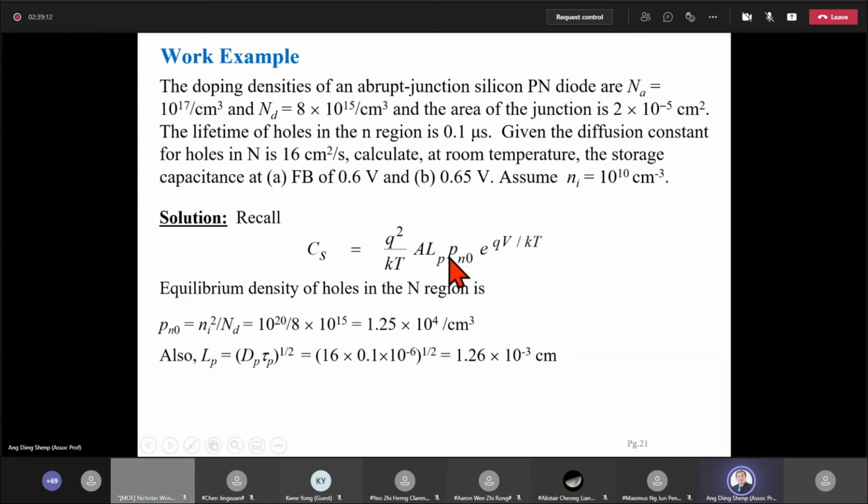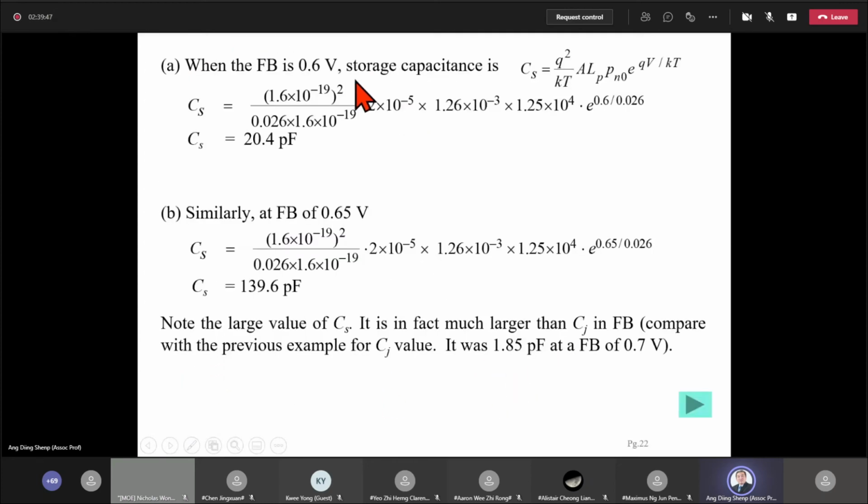There are some terms that you need to calculate before calculating CS. One of them is Pn0, the hole concentration at thermal equilibrium in the N region, which is Ni squared over Nd, assuming complete ionization, and Nd is much greater than Ni, so it can be used to approximate the electron concentration in the N region. This is from the law of mass action, if you may recall. And Lp can be calculated from the definition, the square root of Dp times tau p. Since both are given, you can calculate Lp. With that, you can calculate CS at different forward biases.